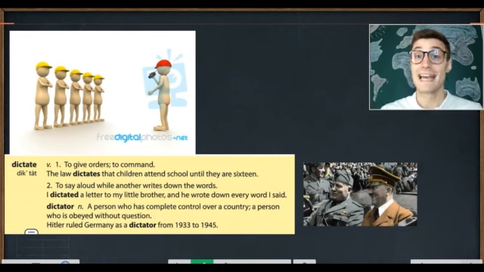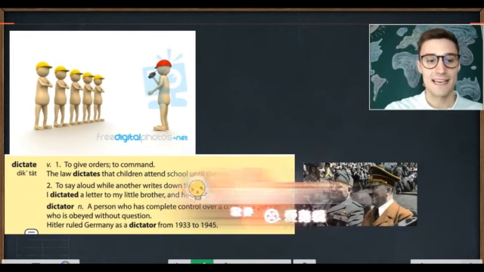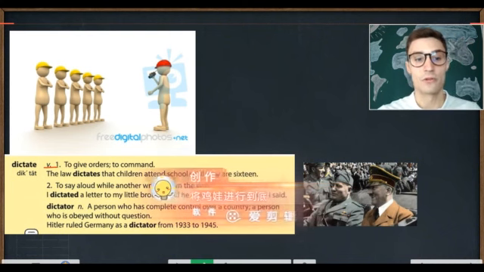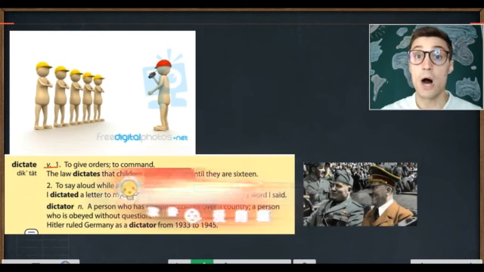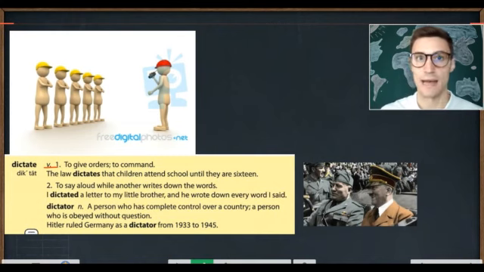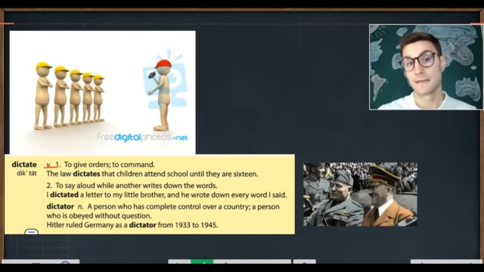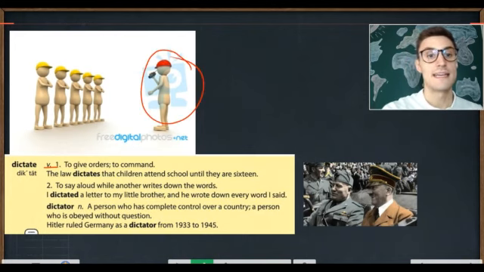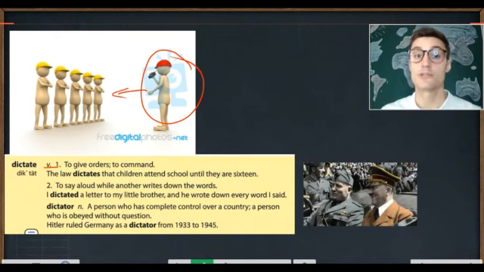Next, it is dictate. To dictate is to tell or to give orders, to command. You can dictate what happens. The law dictates that children attend school until they're 16. See, he dictates them. He tells them what to do. He is their boss. Okay, you build that part. You bring bricks. You clean here. He dictates.